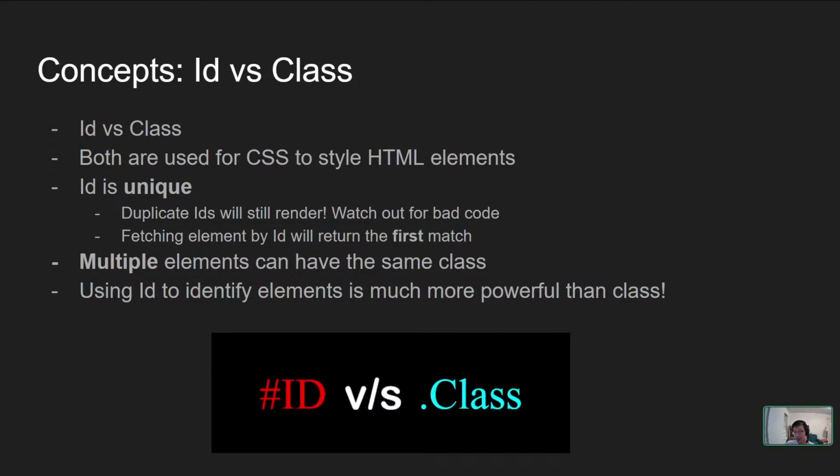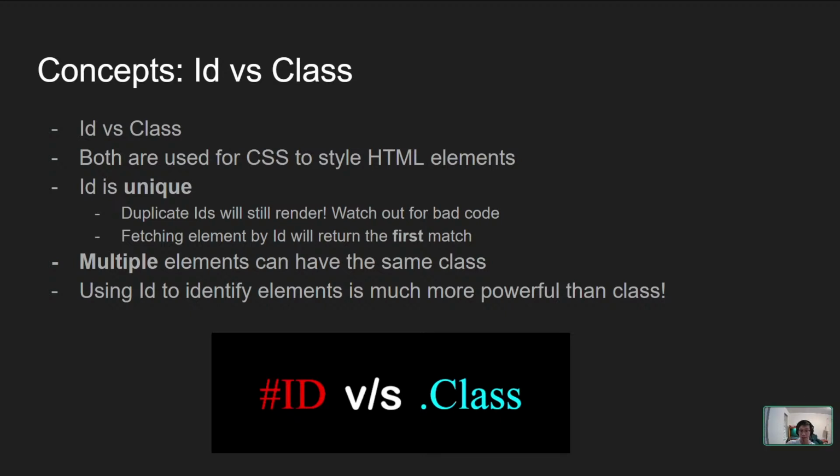All right, another concept we should have is ID versus class. These are used in CSS to style HTML elements. So by selecting them on the page, you can drop a certain class and style that class, and HTML elements with that class will receive that style. The important distinction between these two is that ID is unique. So keep in mind, if you find an ID, it is much more powerful to select by that ID if you want to select only that element. But duplicate IDs will still render, so watch out for bad code. Maybe the developers made a mistake. And fetching an element by ID, in this case, will return the first match.